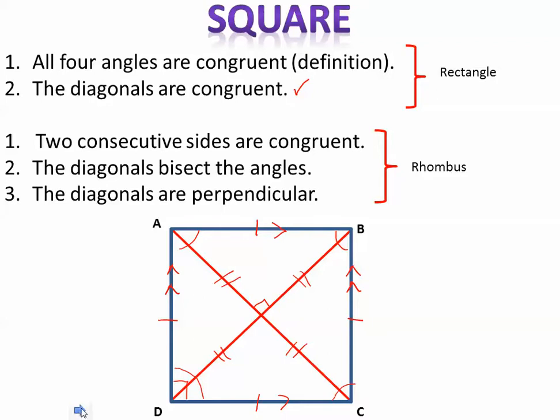If either of the two rectangle properties applies and any one of the three rhombus properties applies, then it has to be a square, just so you know.